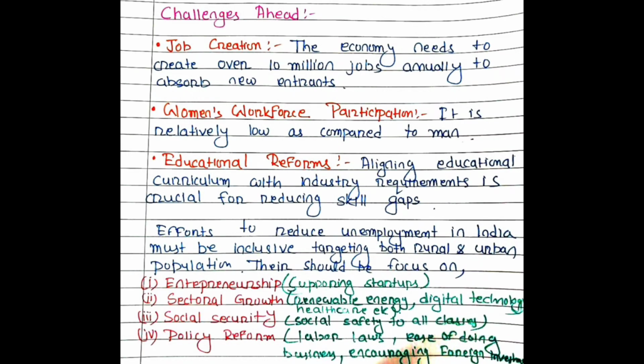Then social security should be there. Social safety for all classes should be guaranteed by the country, which will ultimately develop employment in the country. And some policy reforms should be taken care of. The reform of policies, labor laws, and ease of doing business, or encouraging foreign investment, also leads to job creation in the country and will deal with unemployment in the country.